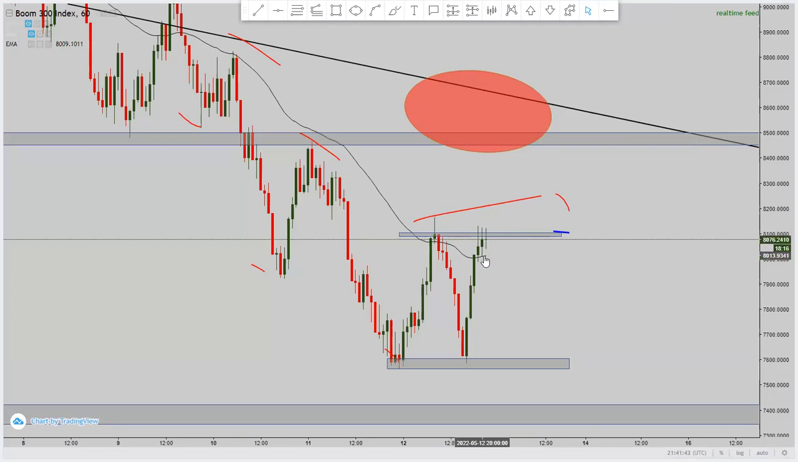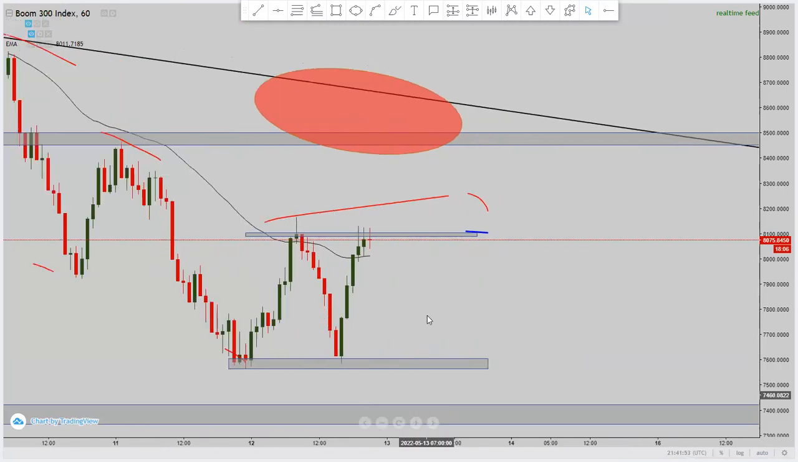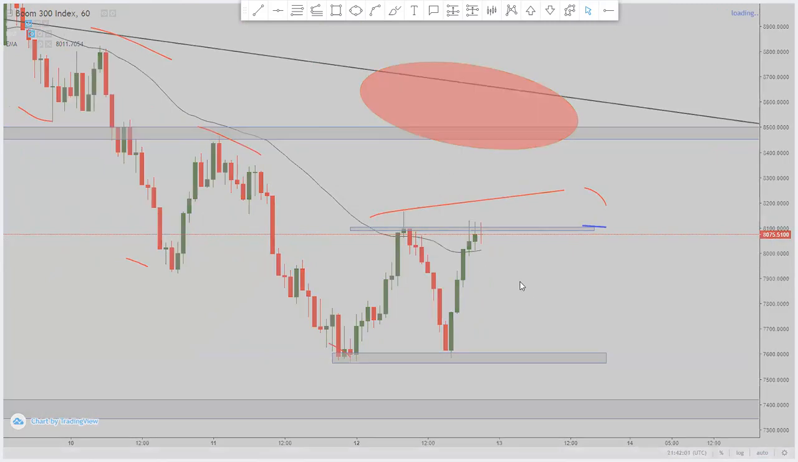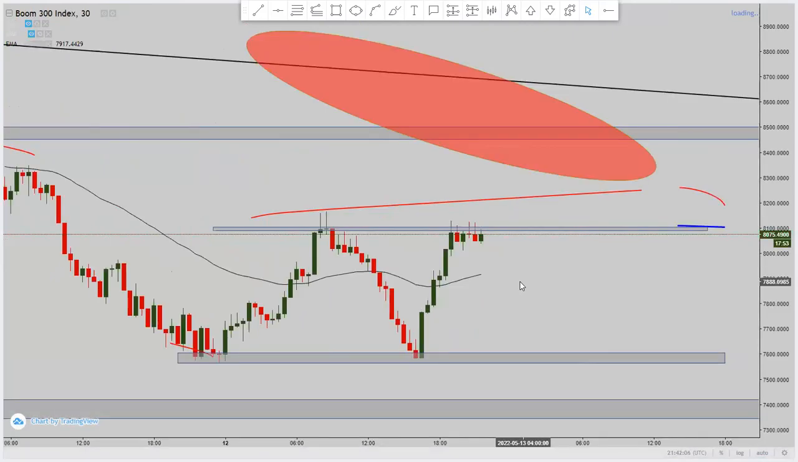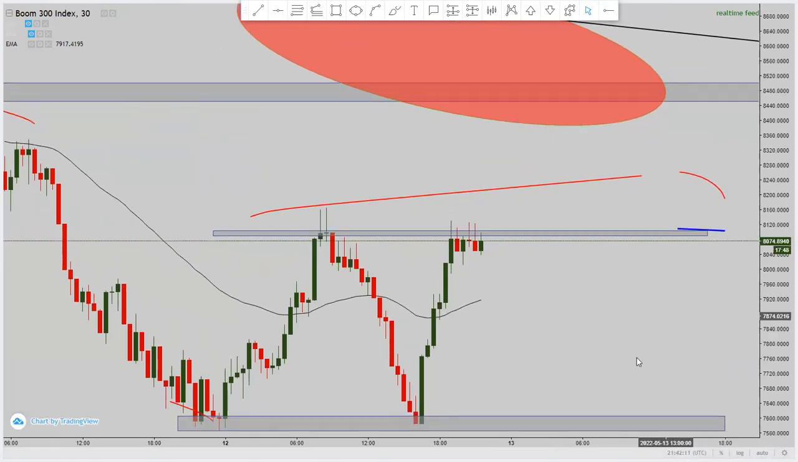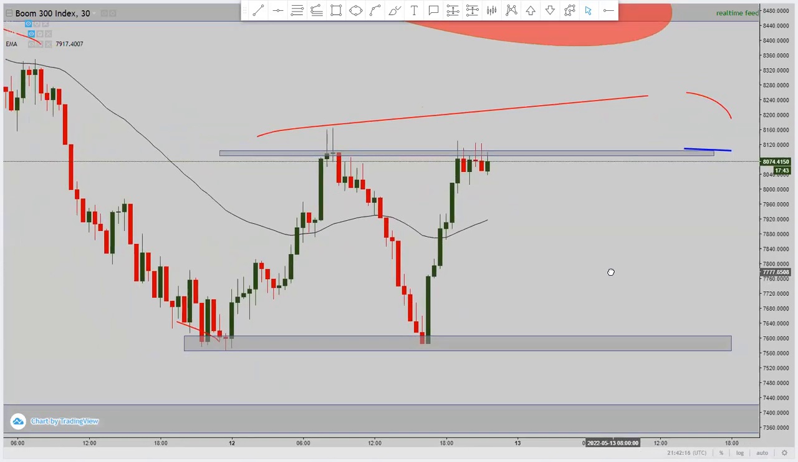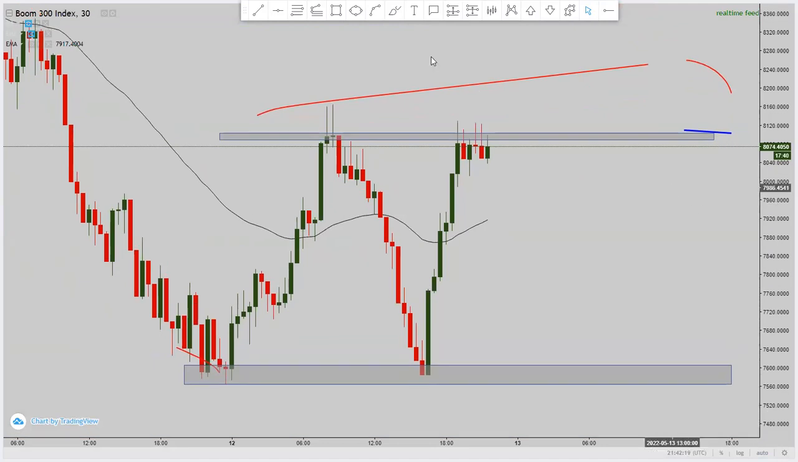Once it respects there and comes below our 50 EMA, that is actually a safer zone to sell, or it's simply further confirmation to continue selling that particular instrument. So basically, guys, that is what we are seeing on our Boom 300, Boom 500, Boom 1000, Crash 500, and the VIX 75.